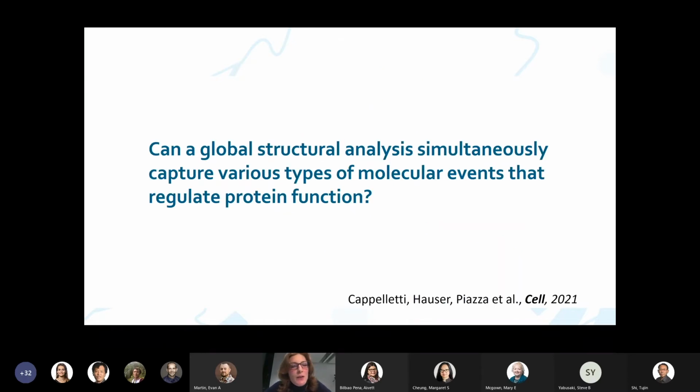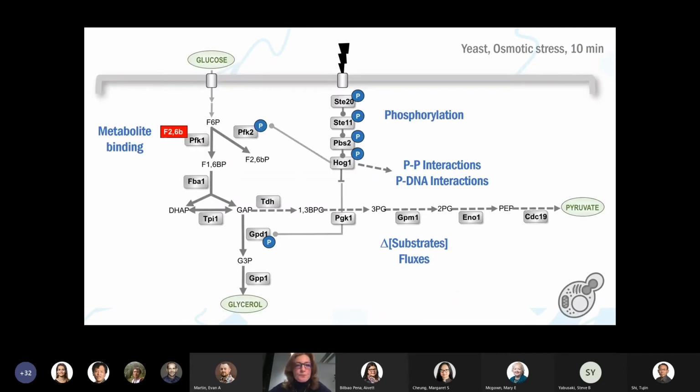But now let's go back to the question I posed at the very beginning of my talk, and this was, can a global structural analysis simultaneously capture different types of molecular events? So far, I've shown you that we can detect individual or single types of events, aggregation or binding. And now the question is, can we detect all of them simultaneously? So I would like to go back to the pathway I've shown you before, the one which is activated in yeast under conditions of osmotic stress. And the question was, can we capture all the different types of events you see here?